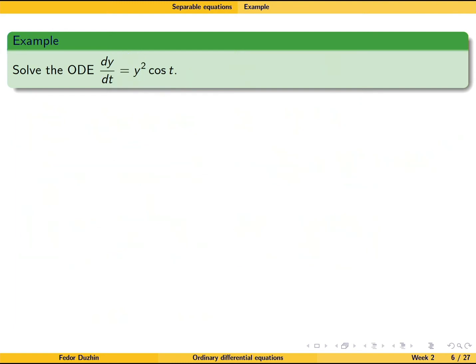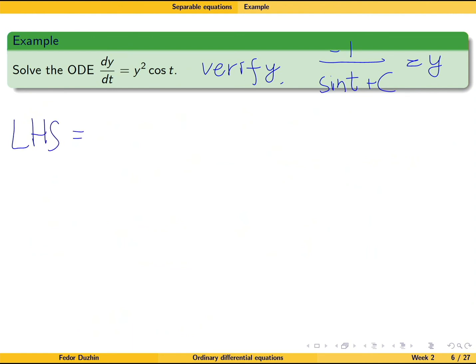With differential equations, usually it is a very good idea to verify your calculations. So let us verify. Now we're not going to solve it. We already know that the solution is y equals minus 1 over sine t plus constant. Let us verify it. If we let this be y and substitute into the differential equation, then the left-hand side is the derivative of y. The derivative is minus 1 times, when we differentiate 1 over something, we get 1 over this something squared, so 1 over sine t plus c squared, times minus 1, and multiplied by the derivative of sine t, which is cosine t.